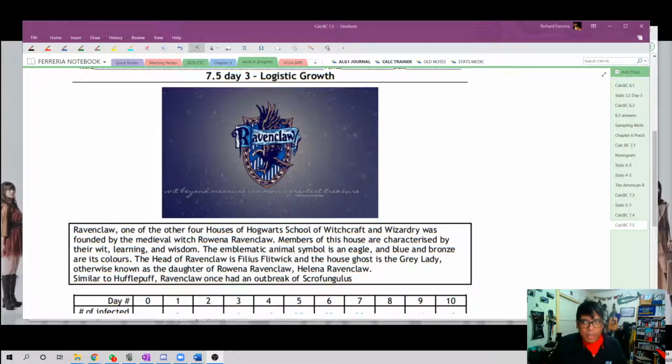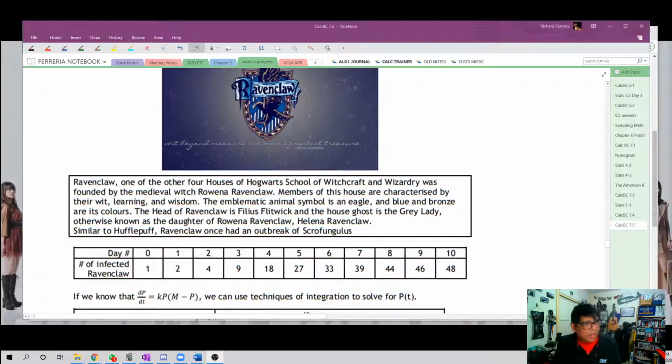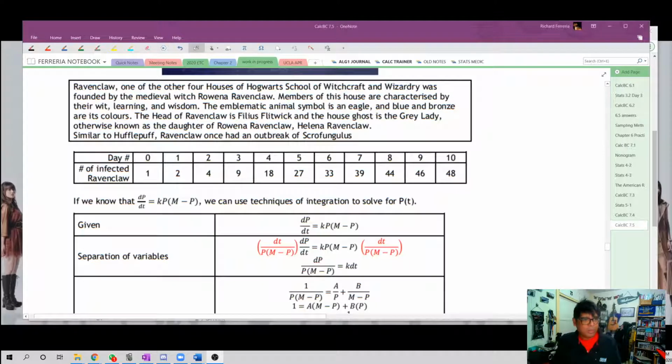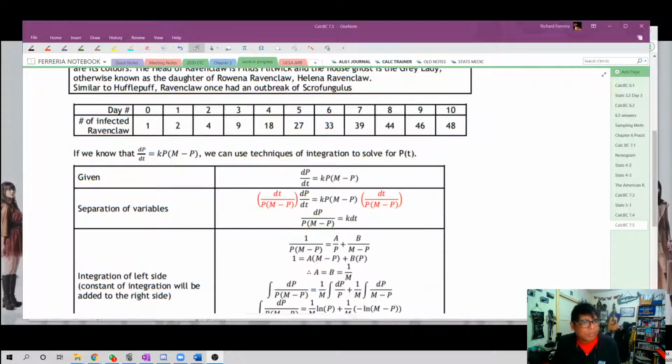This time we're going to pick on the Ravenclaw House. Here are some facts, and then we're going to say that Ravenclaw had an outbreak of a different disease called scrofungulus. So here is the number of infected Ravenclaw. Notice how there are many more Ravenclaws. I think they're in a tower.